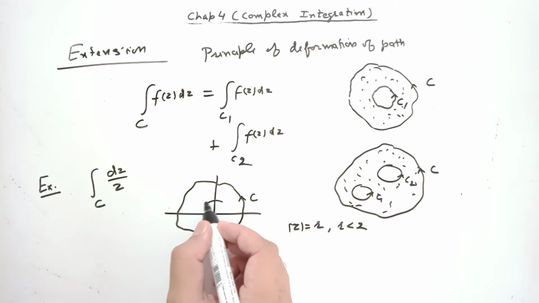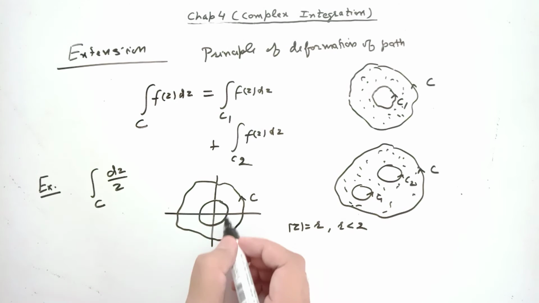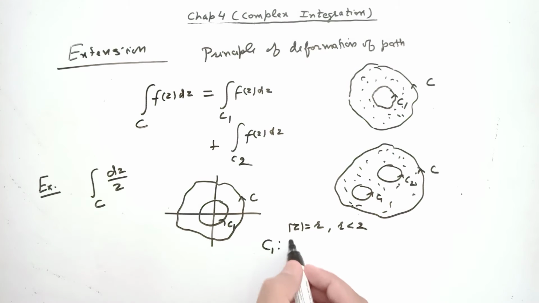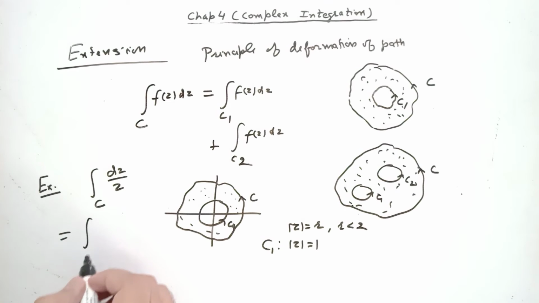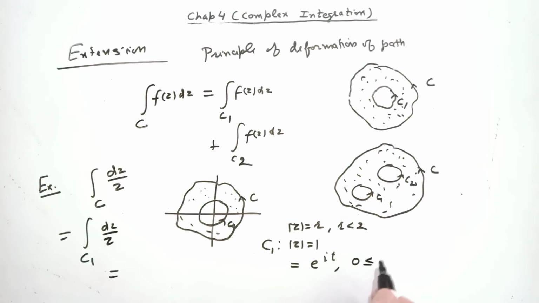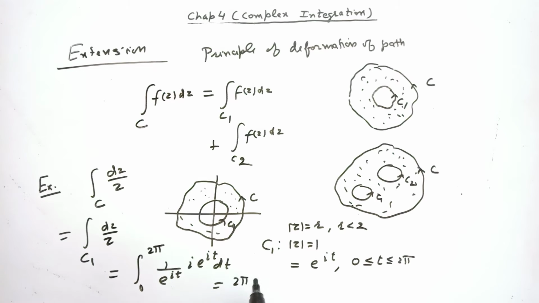So let us construct a circle of radius 1. By the given statement, this lies inside C. Name it C1, so C1 is |z| = 1. Then f is analytic in this ring-shaped, or multiply connected, region. And by the extension theorem, or extended Cauchy theorem, the integral is the same as the integral of 1/z along C1. But C1 can be parametrized as e^(it), where t is from 0 to 2π. So z is e^(it), z'(t) is i e^(it) dt. You can simplify it further, you will get 2πi.